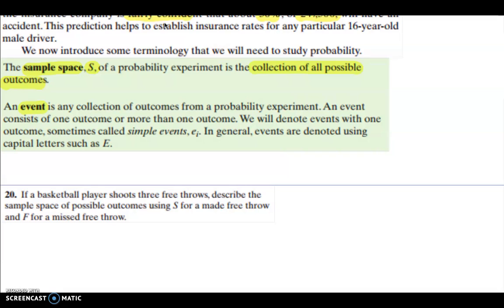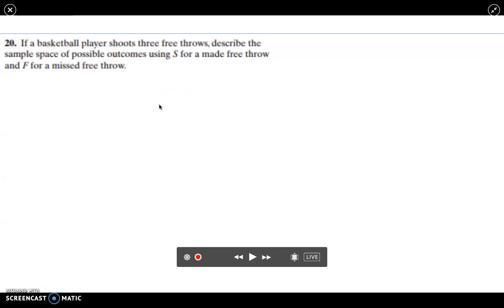An event is any collection of outcomes from a probability experiment. An event consists of one outcome or more than one outcome, and we will denote events with one outcome, sometimes called simple events, as E sub i. So E1 would be the first event, E2 the second, and E3 the third, and so on and so forth. In general, events are denoted using capital letters, such as a capital E for event. Okay, so let's look at this example right here.